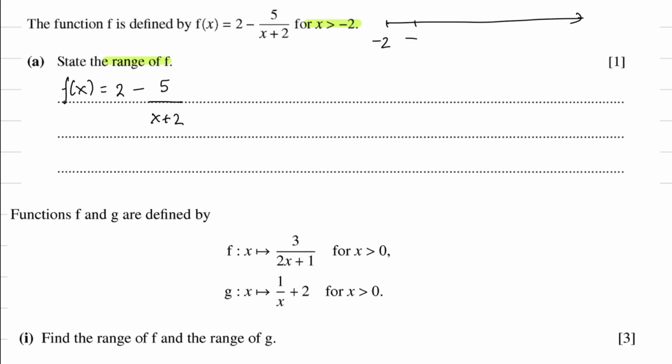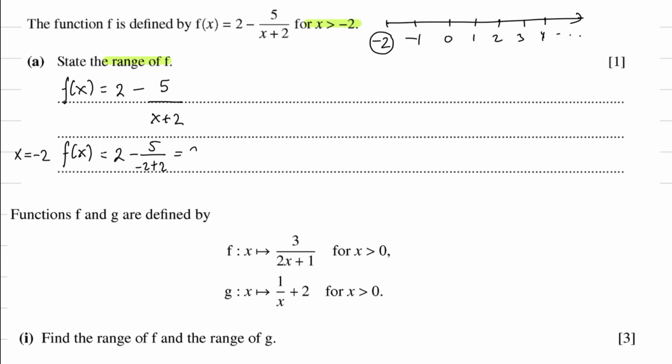For example, you can put -1, 0, 1, 2, 3, 4, and so on. Before that, let's see what happens if we put -2. If we put -2, our function f(x) = 2 - 5/(-2 + 2). This is what happens if we put x = -2.